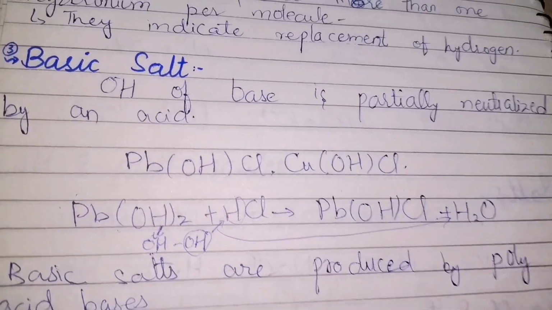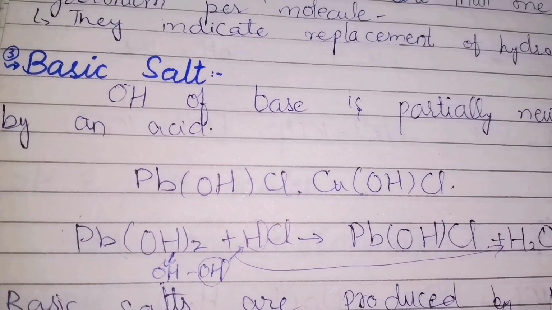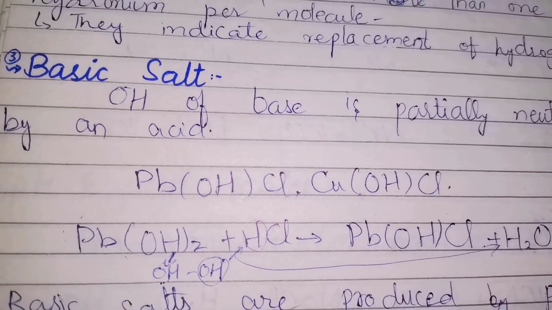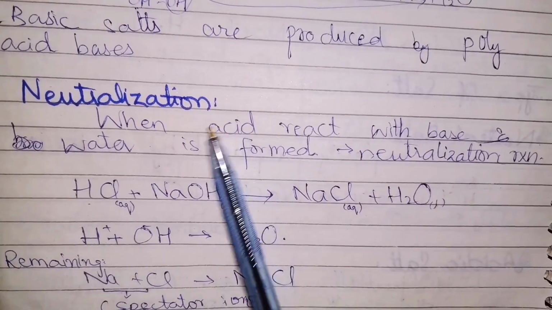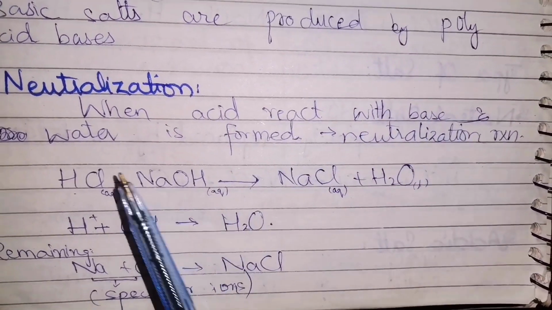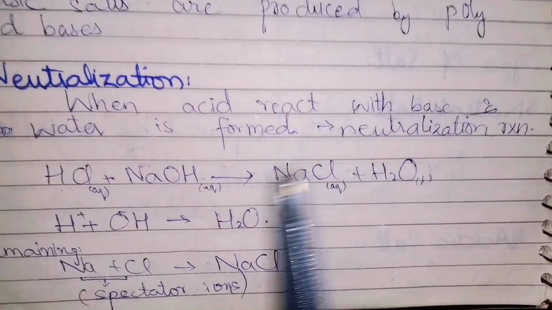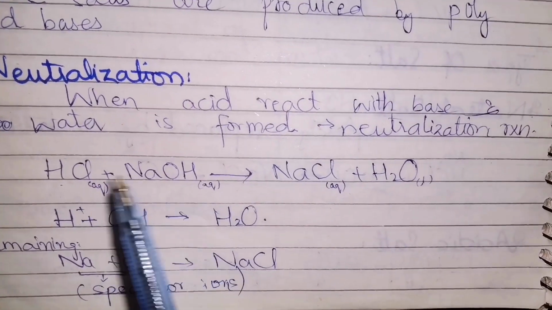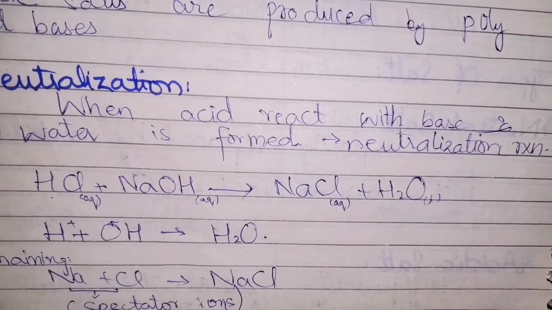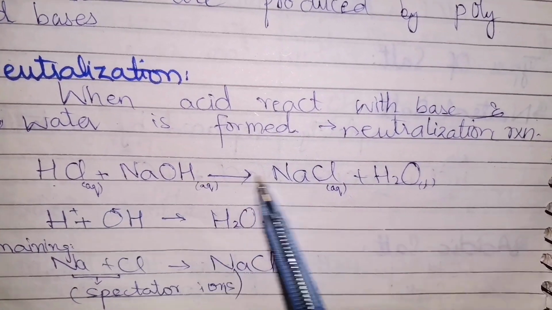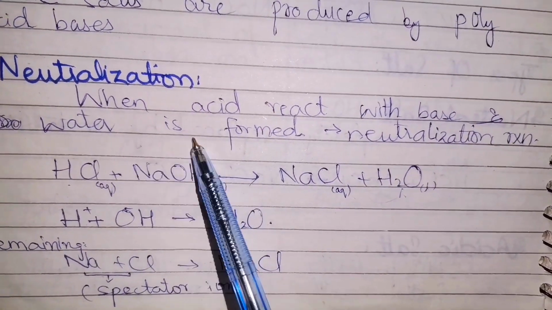Now we have studied till now about the salts, that they are formed by the reaction of acids and bases. Three types of salts we have studied: neutral salts, acidic salts and basic salts. Now we will come towards the neutralization reaction. When acid reacts with base and water is formed, such type of reaction is known as neutralization reaction. We have already studied this reaction where HCl reacts with NaOH. As a result, NaCl and H2O are produced. Such kind of reaction in which water is produced is known as neutralization reaction.